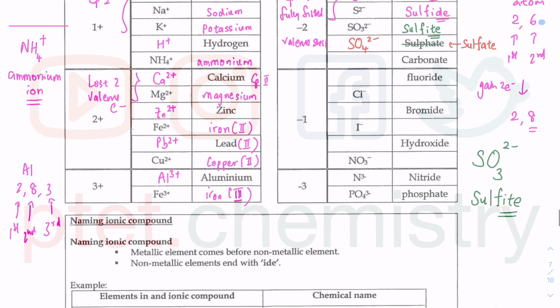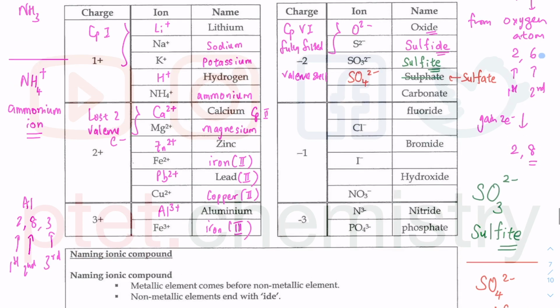Look how similar they are, but they are totally different ions with 1 extra oxygen. This is SO4, 2 minus. This is called sulfate. Next one up, you have carbonate. So it's CO3, 2 minus. Okay. Last but not least, we have this group 7.